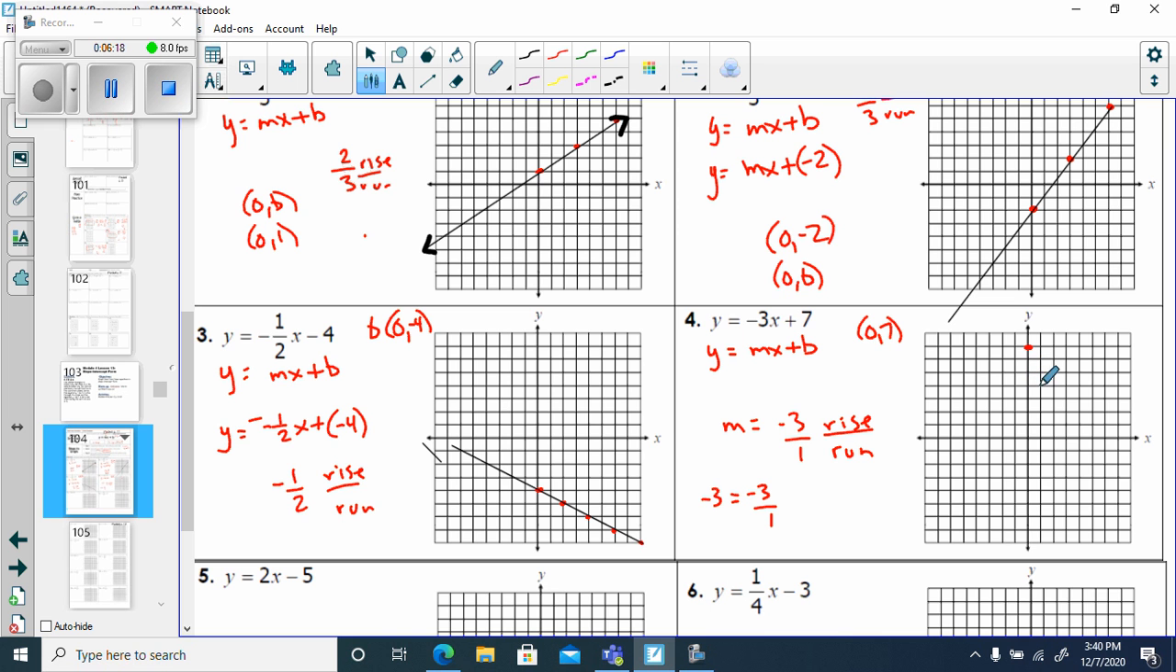Down 1, 2, 3 in the positive direction 1. Down 1, 2, 3 in the positive direction 1, and I repeat that across the graph. Okay, now I just need to draw a line through my points. And there we go. There's our line.